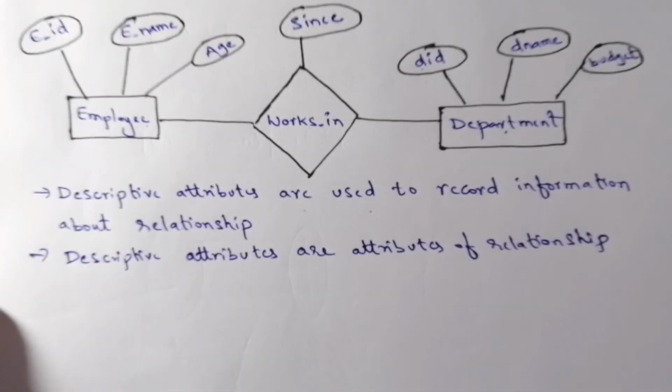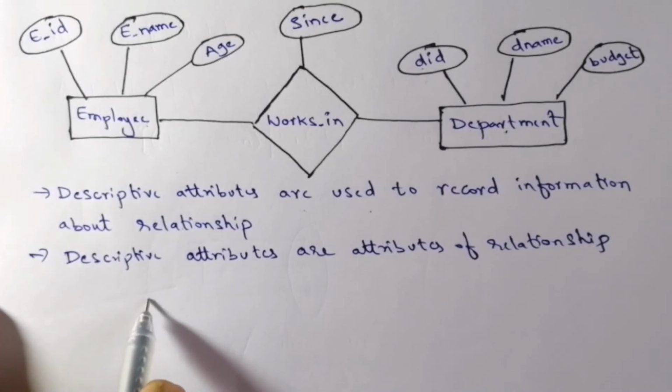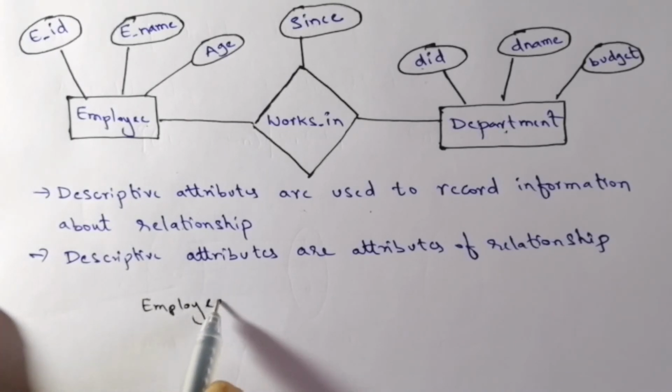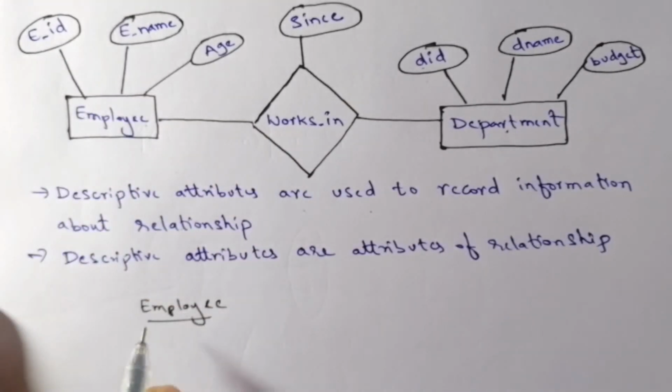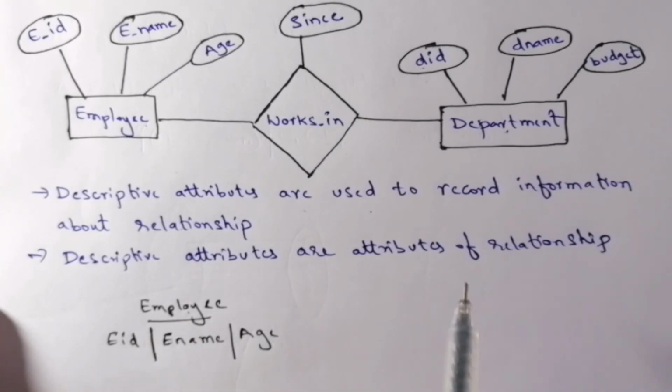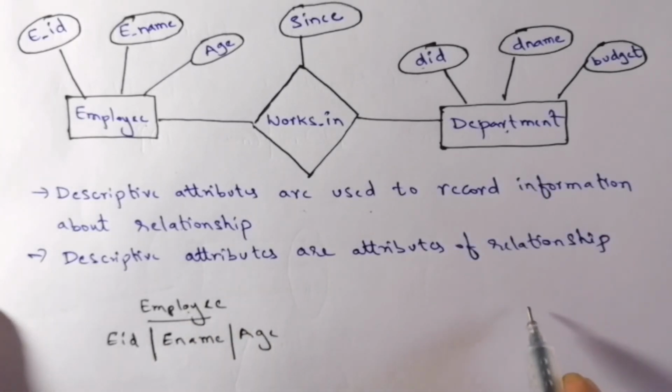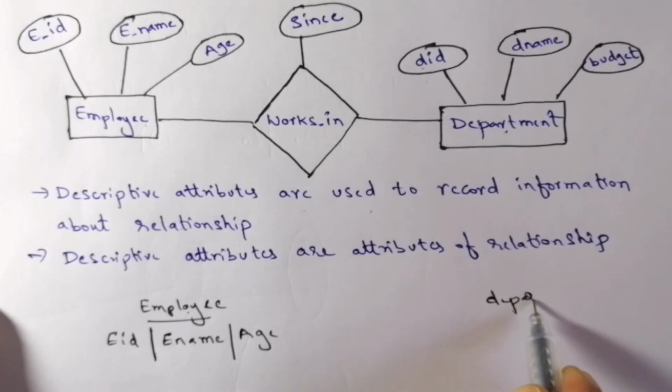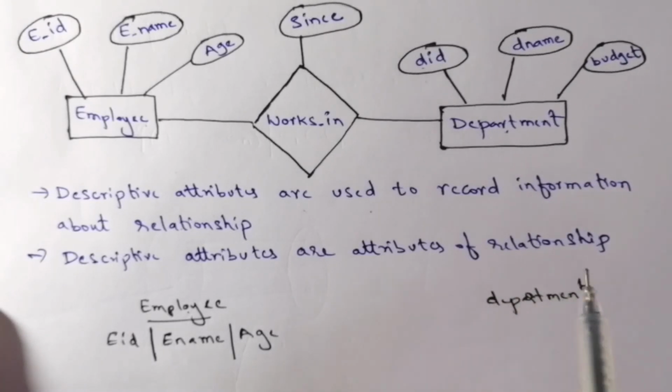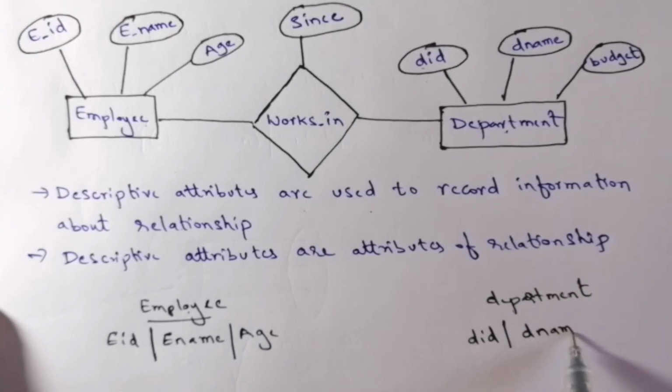Let us construct the relations for this example. We have an entity called employee, which is going to be one relation. It has employee ID, employee name and age, so we have three attributes for the employee relation. And now for the department, which is another relation, we have department ID, department name and budget.